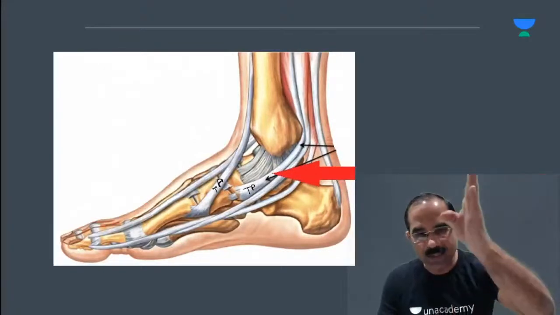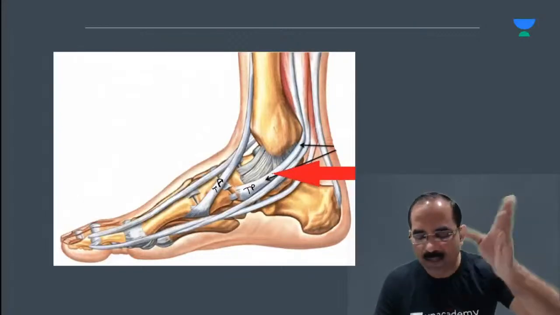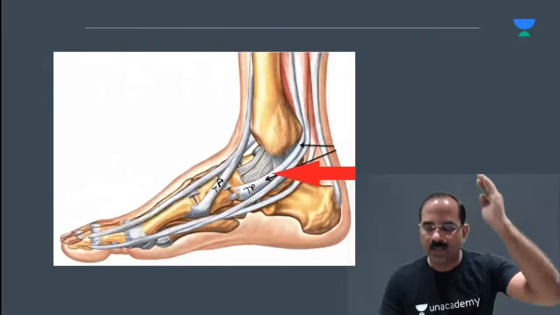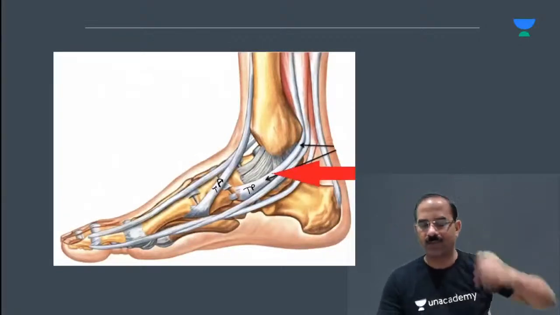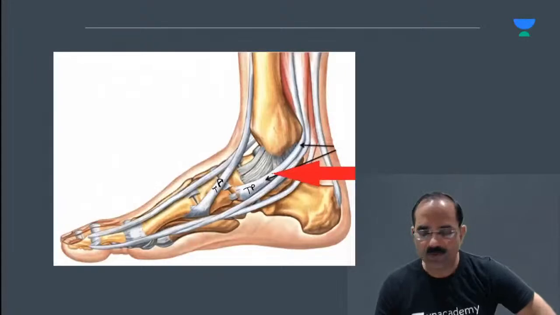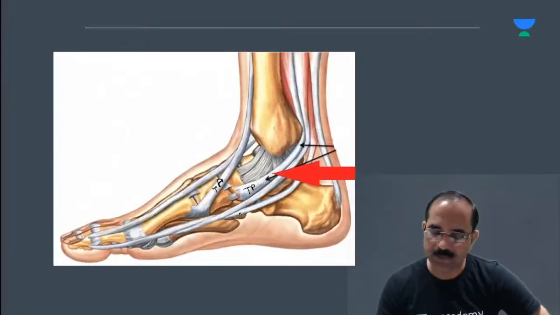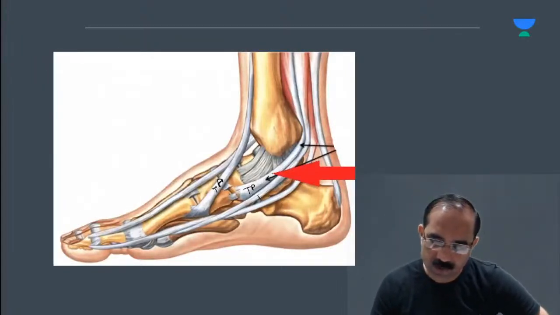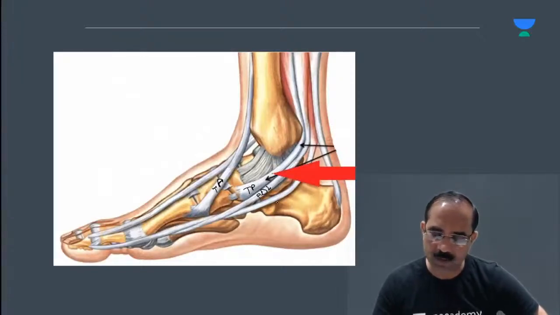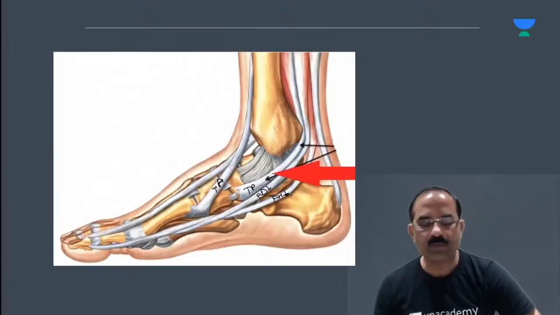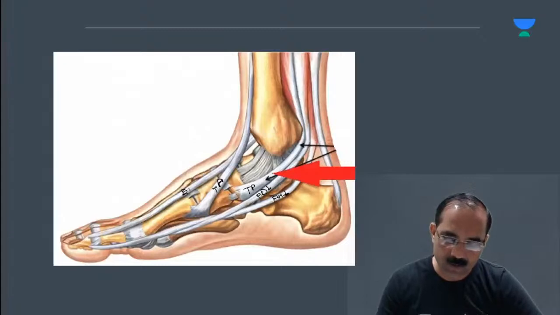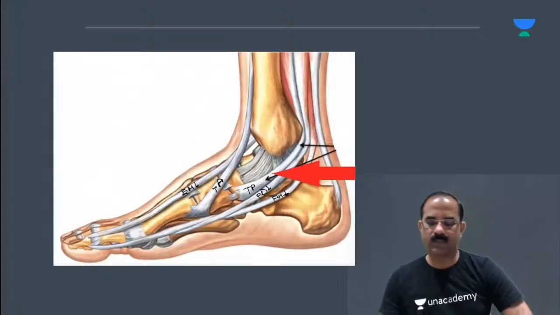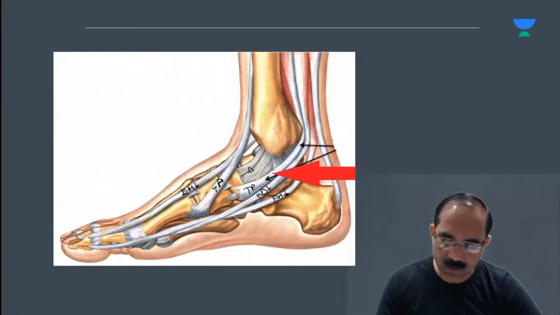It's a muscle of the posterior compartment of the leg. It winds around the medial malleolus. It comes and gets inserted into the navicular tuberosity. This is the tendon of tibialis posterior. This is the tendon of flexor digitorum longus. This is flexor hallucis longus. This is the extensor hallucis longus. What is this ligament?